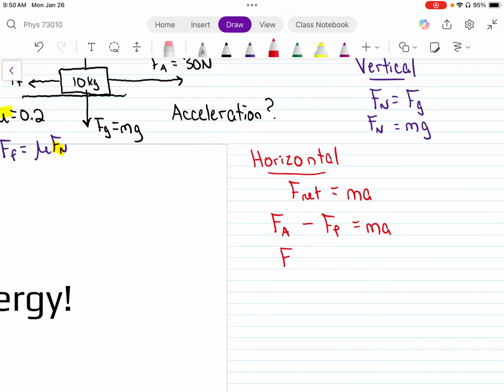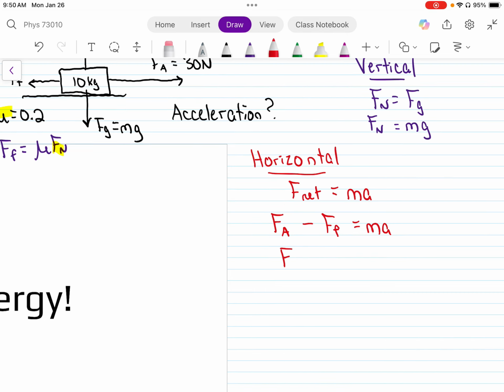From what we talked about up here, a little messy, we know what Fn is, so really this turns into Fa minus mu mg equals ma. We see this one quite a bit. Just forward minus backward equals ma. Backward turns into friction, mu mg.